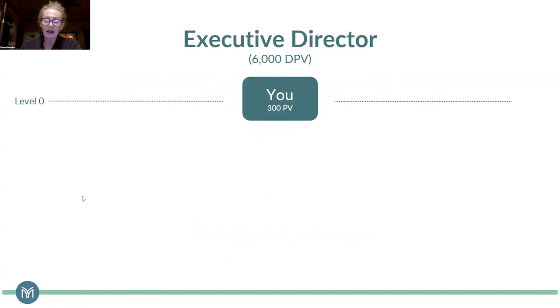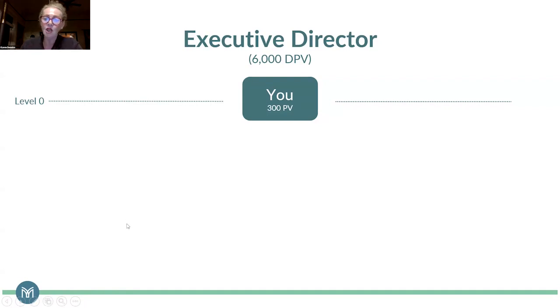So at executive director, the PV required is 6,000 PV, as you can see. The structure you're going to see tonight is to make it very simplistic to understand and explain. Obviously, nobody's business will look exactly like this because nobody's business looks the same as anyone else's. We have very differing sized legs, as we call them, and things can be different. So this is a simplistic representation to make it easy to understand. At executive director, you are required to have a downline point volume, which is DPV, that includes you, your customers, your associates, and their customers, of 6,000 PV.